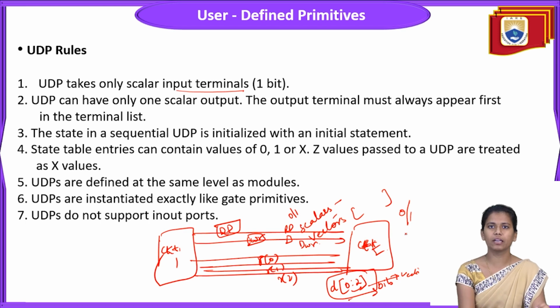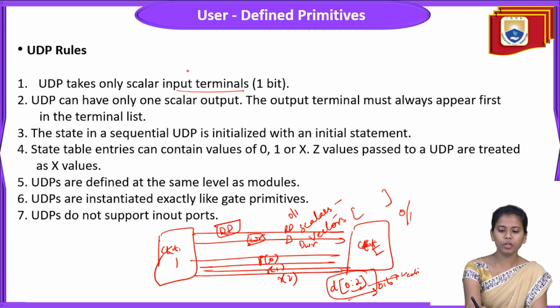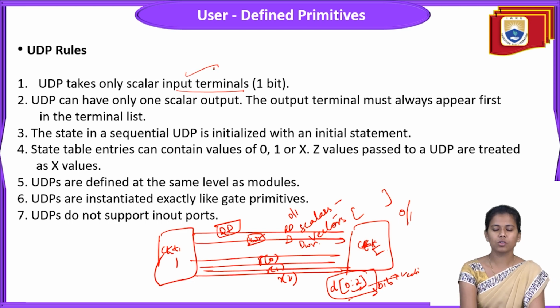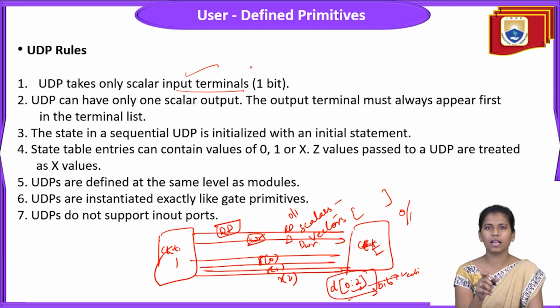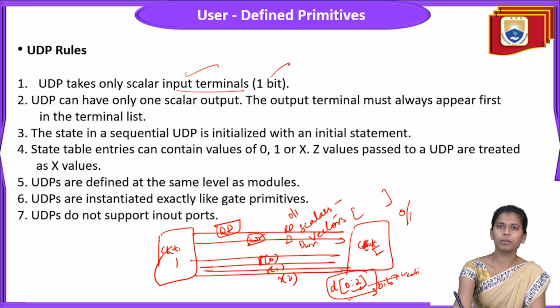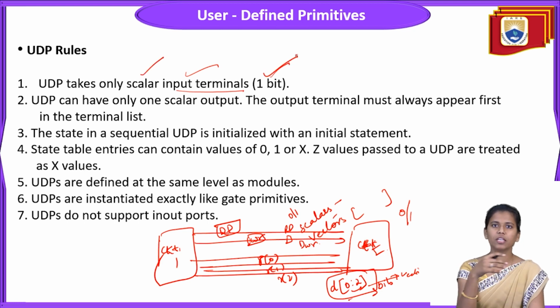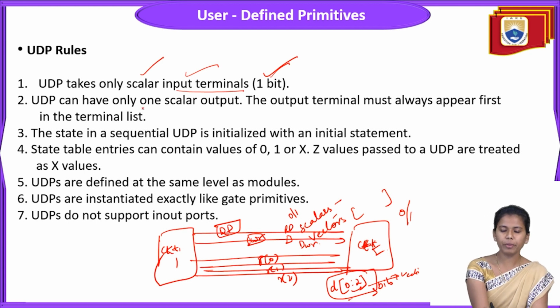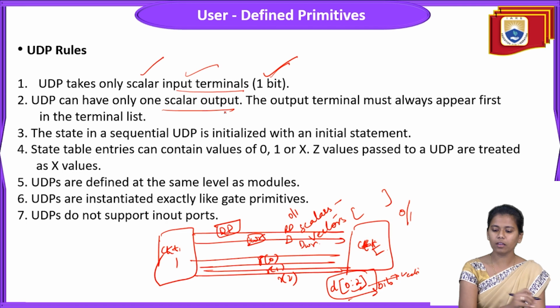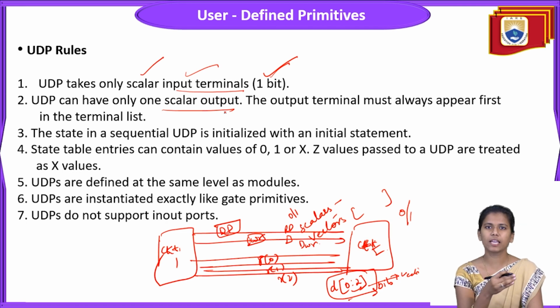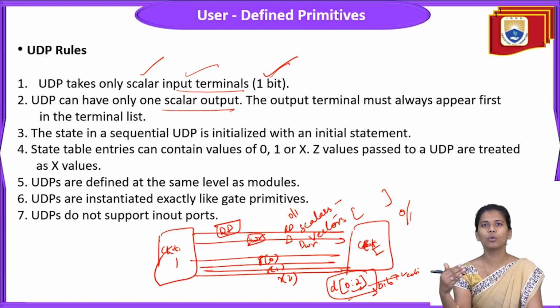So in the UDP rules, the first and foremost rule to follow is that the UDP takes the scalar input terminal as 1 bit. As it is a scalar, only 1 bit of information is considered at the input terminal. Next, UDP can have only one scalar output. As one scalar input is considered, it will give one scalar output.